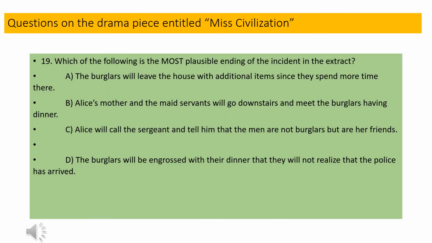Question 19 reads, which of the following is the most plausible ending of the incident in the extract? Is it A, the burglars will leave the house with additional items since they spend more time there? B, Alice's mother and the maidservants will go downstairs and meet the burglars having dinner. C, Alice will call the sergeant and tell him that the men are not burglars but are her friends. Or is it D, the burglars will be engrossed with their dinner that they will not realize that the police has arrived? Do you know the answer to this one?